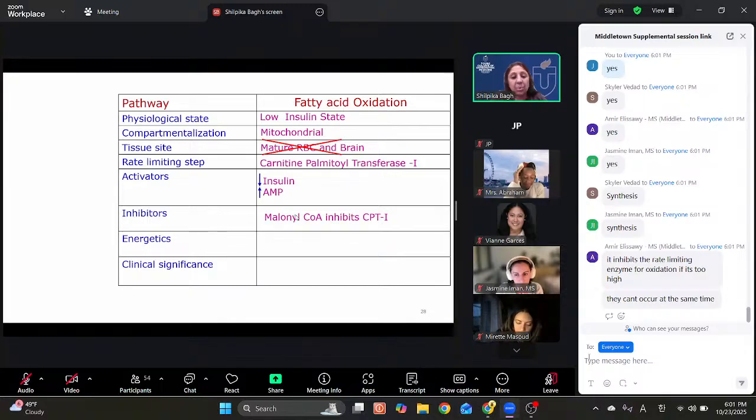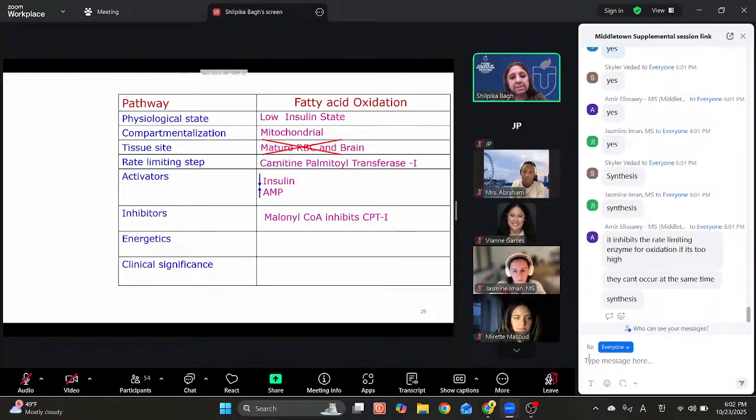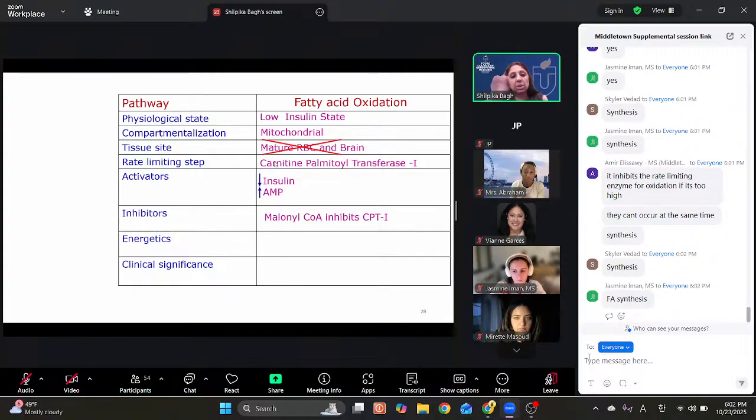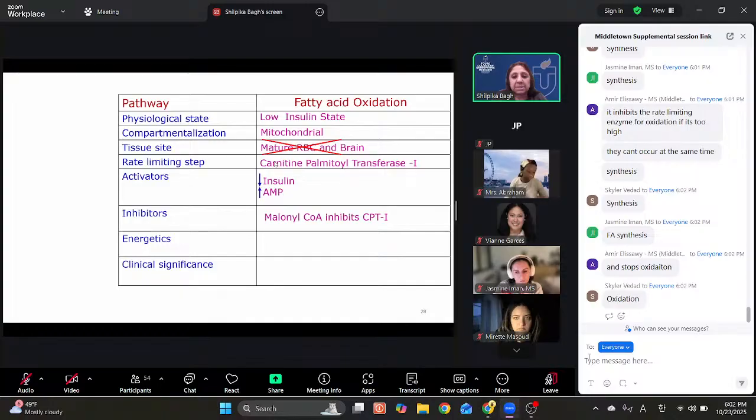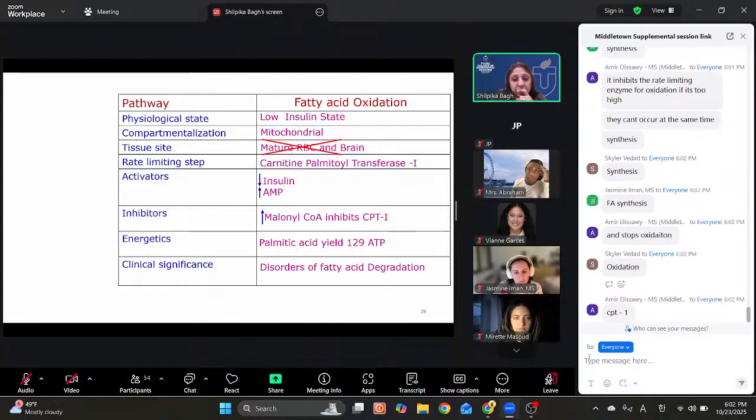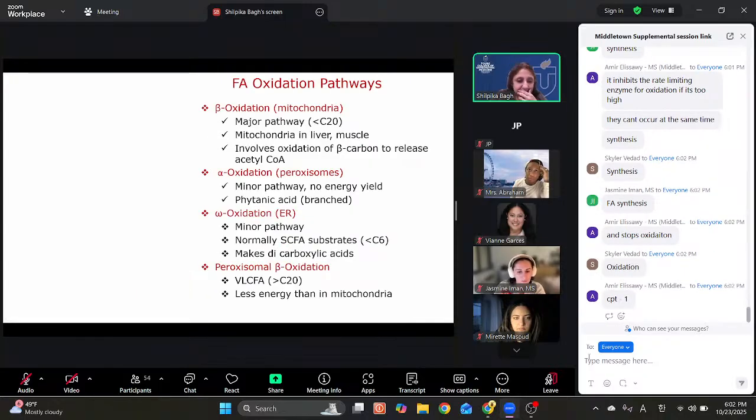If malonyl-CoA is high in the cytosol, it wants to complete which pathway, synthesis or oxidation? Synthesis. So what will it inhibit? Oxidation. And what's the rate-limiting enzyme for oxidation? CPT1, right? This pathway gives you energy, so now we will do disorders of fatty acid oxidation. Please, you should know chain length and types.